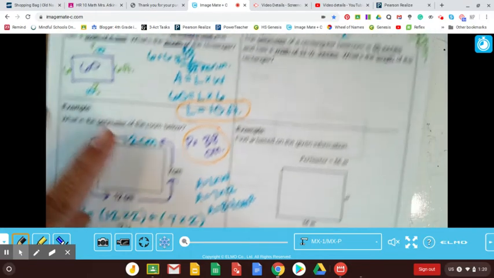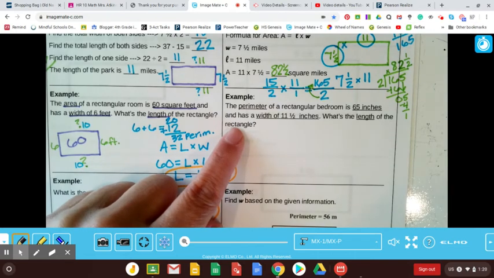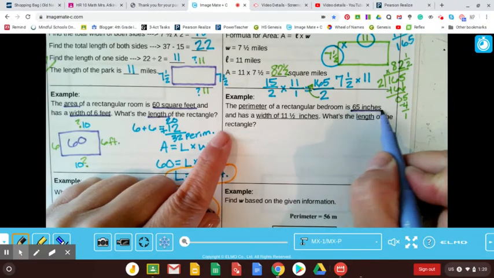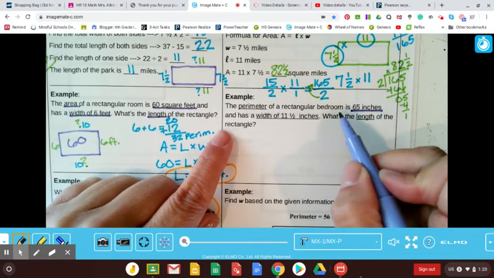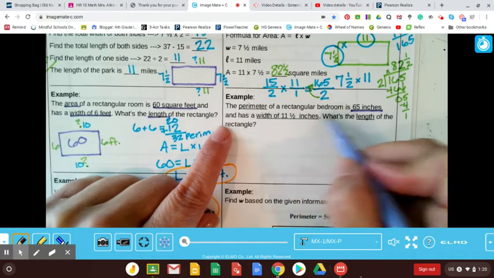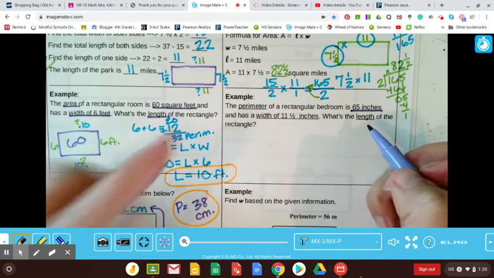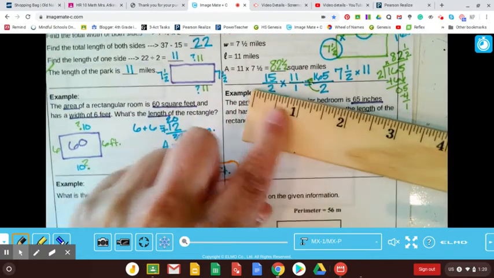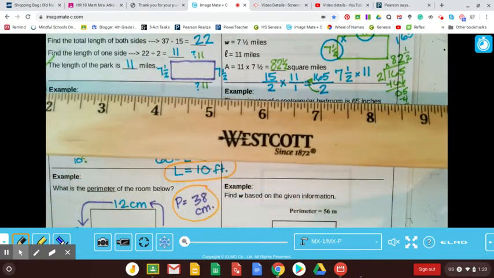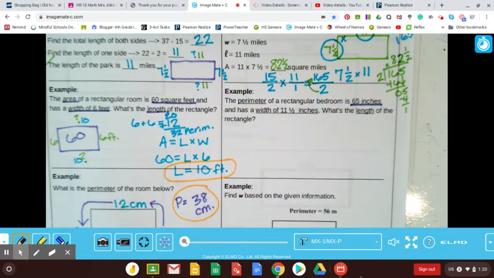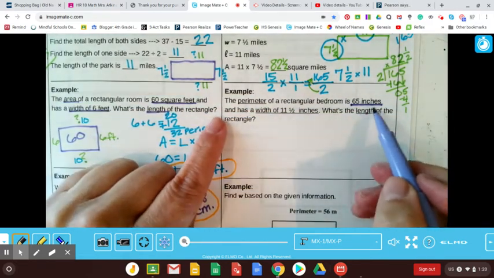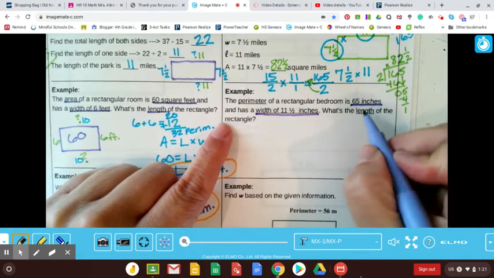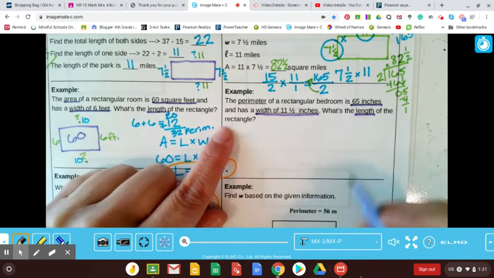All right, let's move up to this one. We have the perimeter of a rectangular bedroom is 65 inches. Maybe of a dollhouse or something like that. 65 inches is actually pretty tiny, right? Think about a ruler. I actually have a ruler right here, right? This is 1 inch. So this would be 12 inches. That wouldn't be a very big bedroom, 65 inches. And that's the perimeter. It has a width of 11 and a half inches. What is the length of the rectangle?